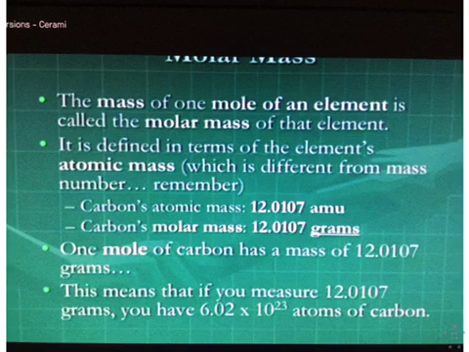So when they say that carbon's atomic mass is the 12.010 number, they're finding that on the periodic table. And so that means that carbon's molar mass is that same number in grams. So 1 mole of carbon has a mass of 12.0107 grams. 12.0107 grams is equal to 6.02 times 10 to the 23rd atoms. That's how much that many atoms weighs.